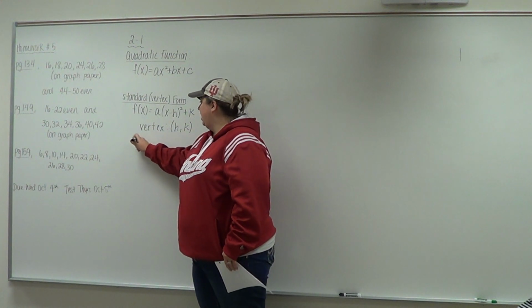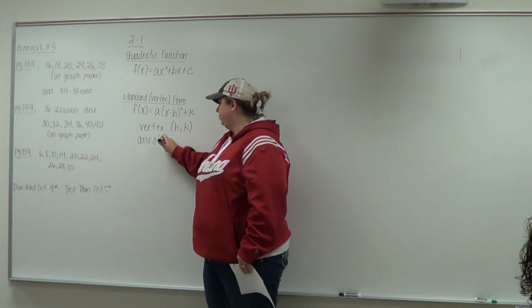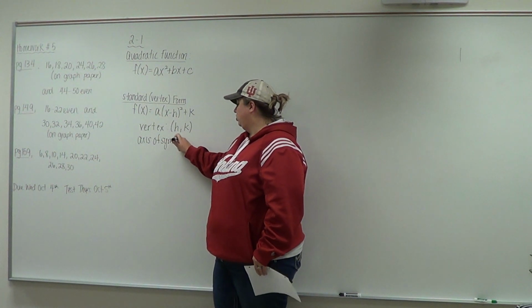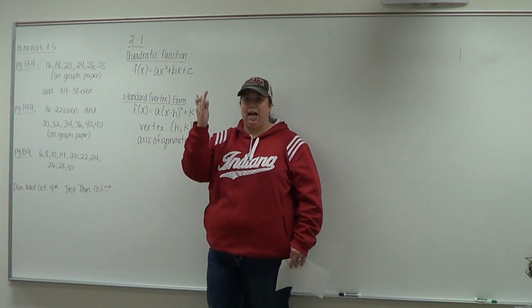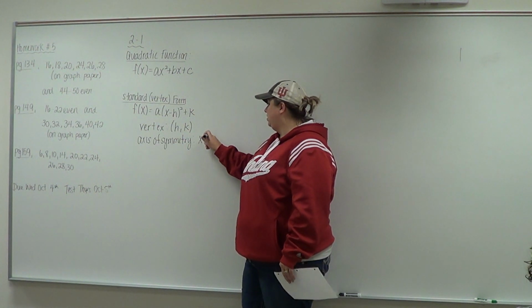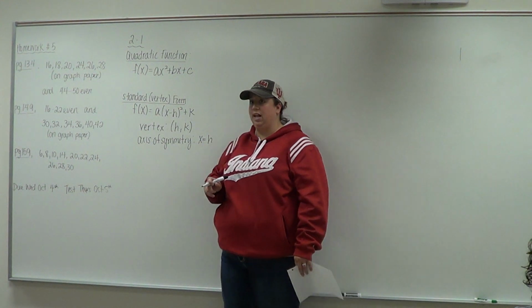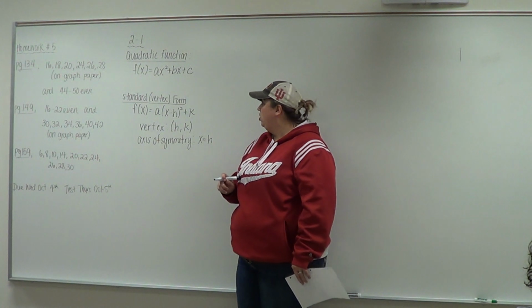Okay, does anybody remember what axis of symmetry is? What does it mean to be symmetrical? Same on both sides. So it's the line that makes it the same. So your formula is x equals h, because it is a line. It's a vertical line, so it's x equals.